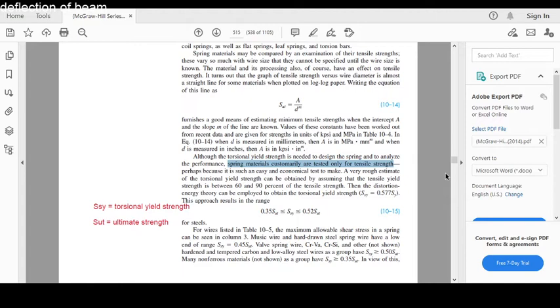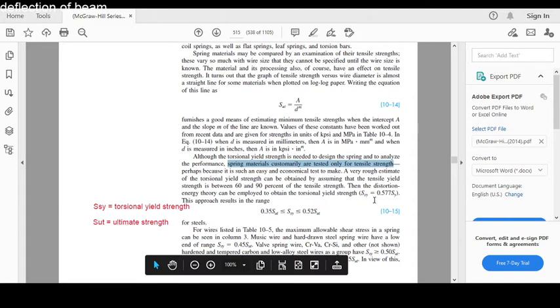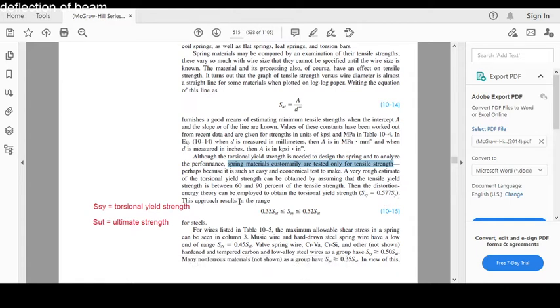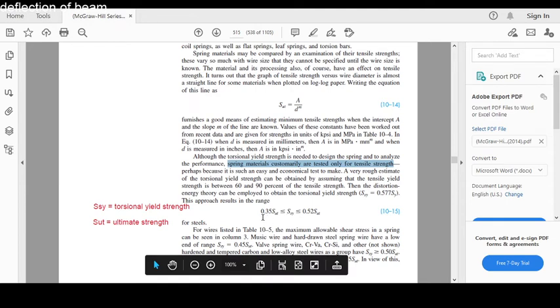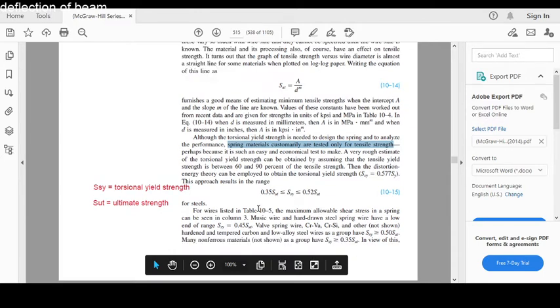A very rough estimate of torsional yield strength can be obtained by assuming the tensile yield strength is between 60 to 90% of the tensile strength, and the distortion energy theory can be applied to obtain the torsional yield strength. Sy, the torsional yield strength, equals 0.577 times the tensile yield strength. The approach results in a range of 0.35 ultimate tensile strength to 0.52 ultimate tensile strength for steel.